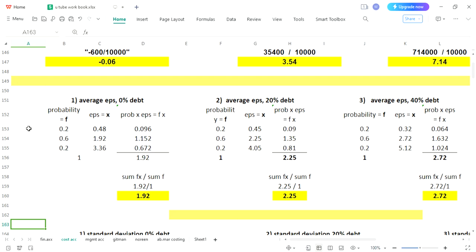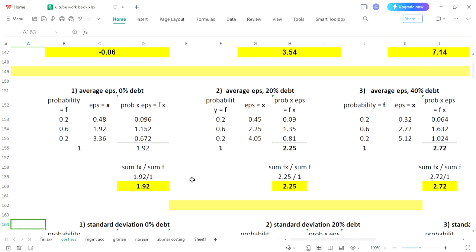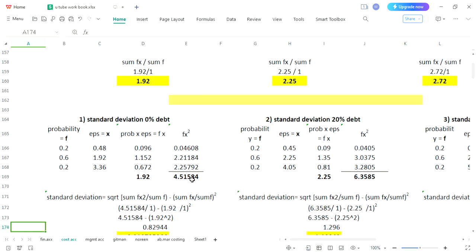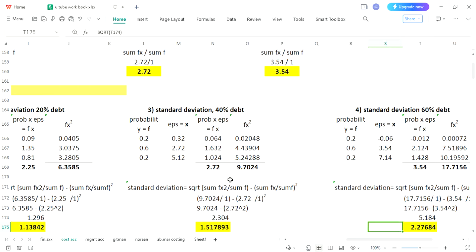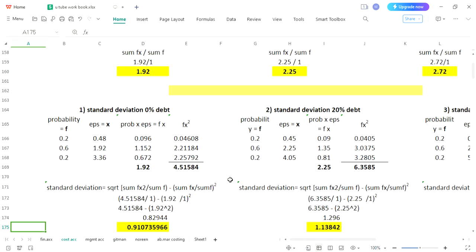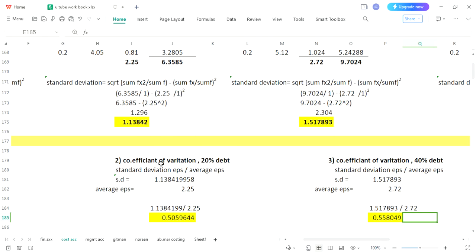Then it was time to calculate your average EPS. 4 average EPS were calculated. After which we started standard deviation, where 4 standard deviations, 1, 2, 3, 4, were calculated. And then we started CV, coefficient of variation. 4 CVs were calculated, 1, 2, 3, 4.